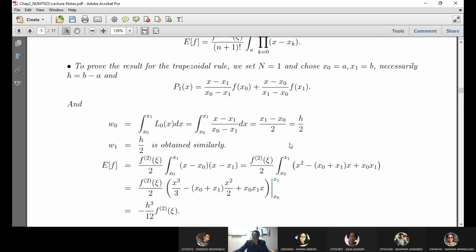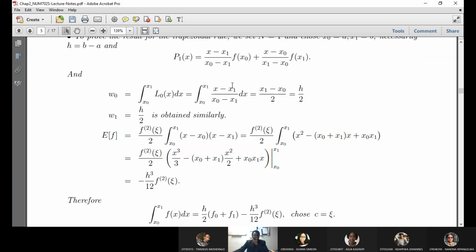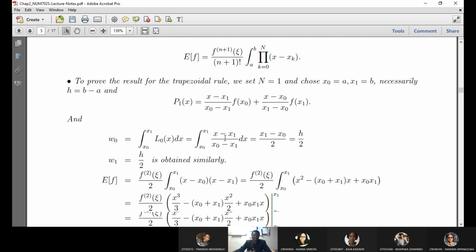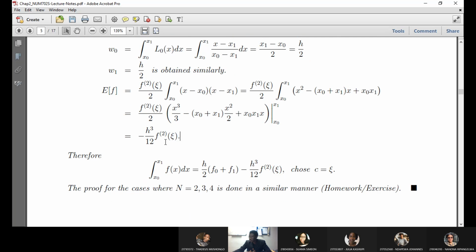Right. So please go through the proof. It's really easy. I encourage you to read and see how the error term for the trapezoidal rule is obtained. You can really see everything is detailed. I encourage you to read it.